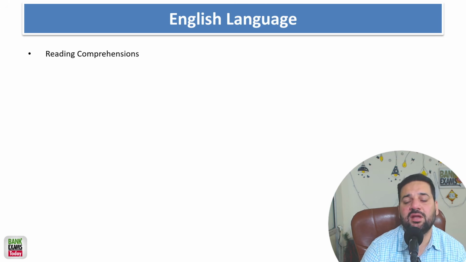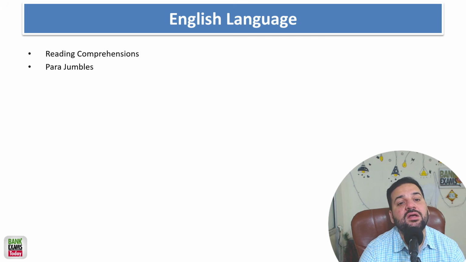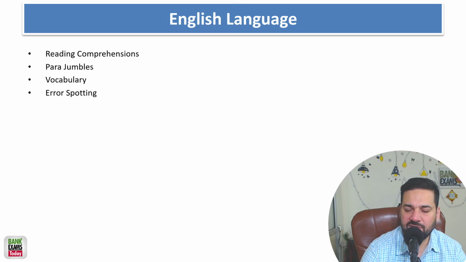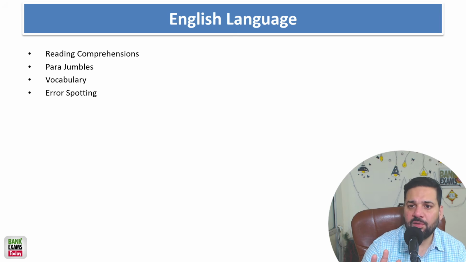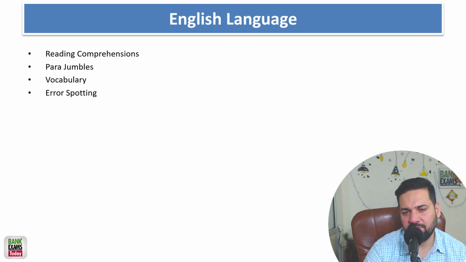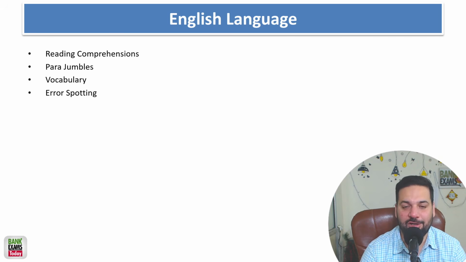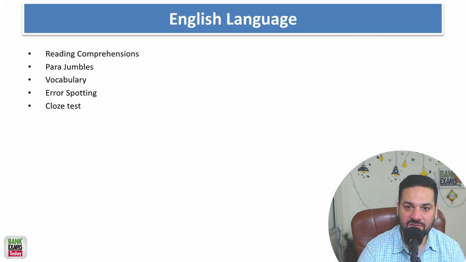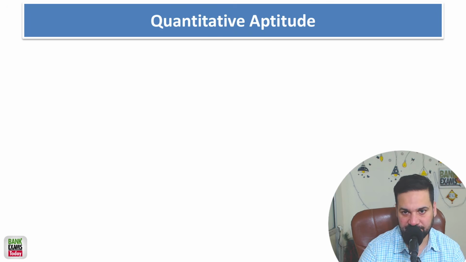For the English language, reading comprehensions are most important. Para jumbles, vocabulary based questions, error spotting. 4 options would be there and you should attempt all the questions, right? Even if you don't know anything, by the law of probability, if you attempt all the questions, you'll be scoring 25%, but you need to score 40%. So it's very easy to crack the quant, reasoning and English sections. So reading comprehensions, para jumbles, vocabulary based questions, error spotting and cloze test.